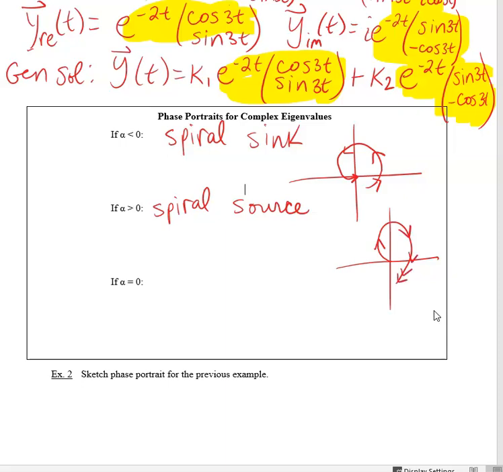And then finally, if alpha equals 0, this one isn't very exciting. That is called a center, or also called a closed orbit. And it's literally just a point at the origin, and that's all it is.